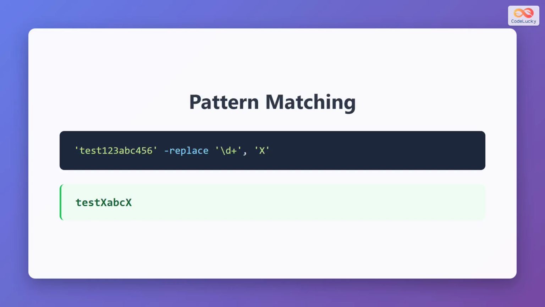Now let's explore pattern matching using regular expressions. Instead of replacing literal text, we can use regex patterns to match multiple occurrences. In this example, we have the string "test 1, 2, 3, ABC 4, 5, 6" containing digits. We use the pattern \d+, which matches one or more consecutive digits. The -replace operator finds all digit sequences and replaces each one with the letter X. The result is "test X ABC X", showing that both number sequences have been replaced. This demonstrates the power of regex patterns for matching multiple instances at once.